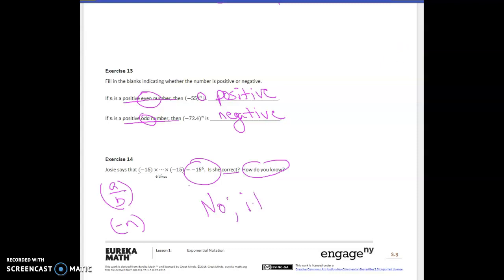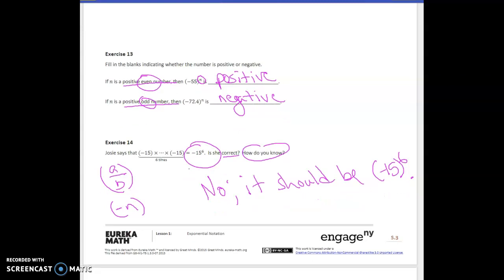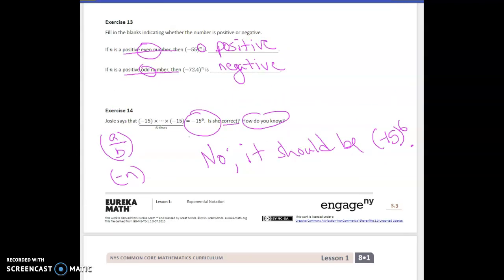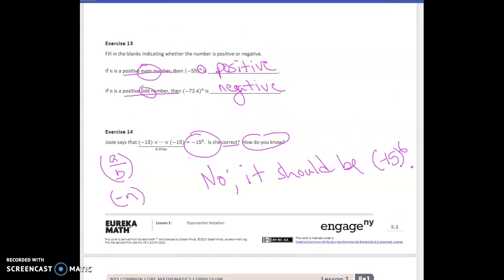It should be negative 15, in parentheses, to the 6th. Again, it's just a little thing, but it makes a big difference so we don't lose those negatives as they go floating around, or get a little messy about it. Fractions or negatives need to be in parentheses when you're writing them in exponential notation.